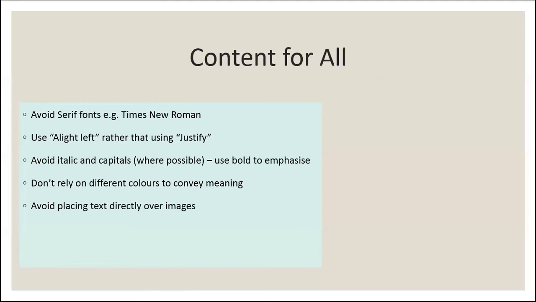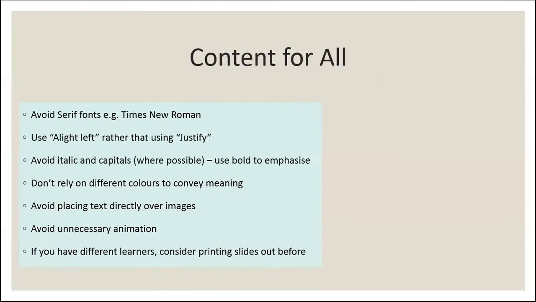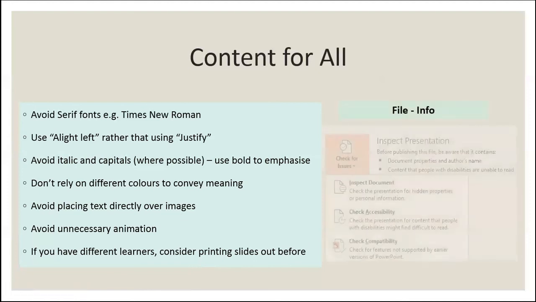When you're doing your images, look where the text is. Make sure the text does not go over the images so the images are clear. Don't have crazy animation. And if you have different learners, so if you have maybe second language learners, maybe print out the slides before you do the presentation, so they can read them before, or at the same time. The same goes if anyone's visually impaired or has any specific learning difficulty that you need to be aware of. You can get this information from the teacher if you're not sure. So it's all about being inclusive.